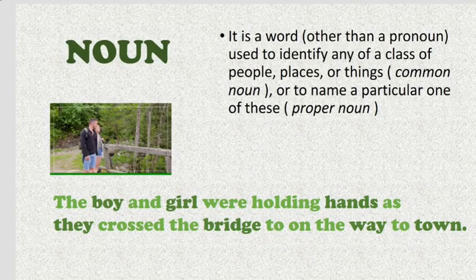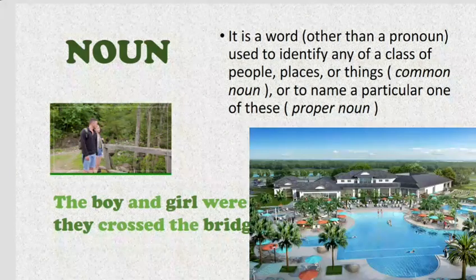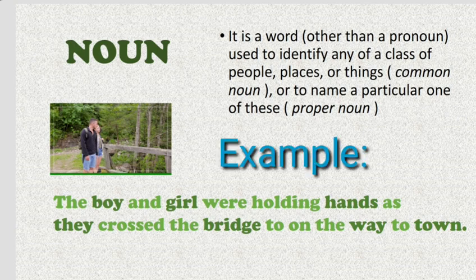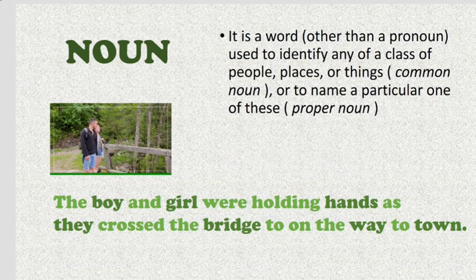Noun. It is a word, other than a pronoun, used to identify any of a class of people, places, or things (common noun), or to name a particular one of these (proper noun). For example, in the sentence, the boy and girl were holding hands as they crossed the bridge on the way to town. We can identify some nouns: boy, girl, hands, day, bridge, way, town.